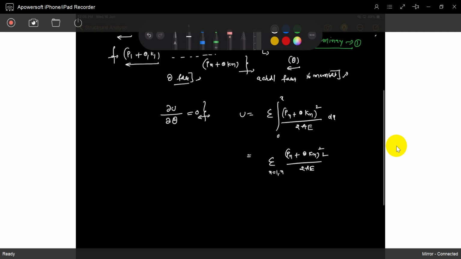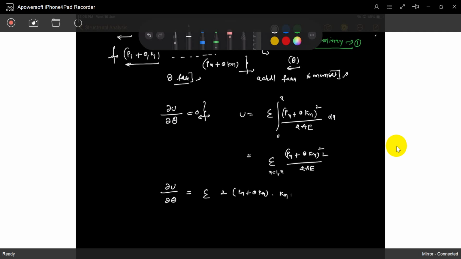So write dou U by dou Q. What is that? The partial derivative: 2 Pn plus Q Kn times Kn, with respect to Q, partial derivative. So that's the Kn.